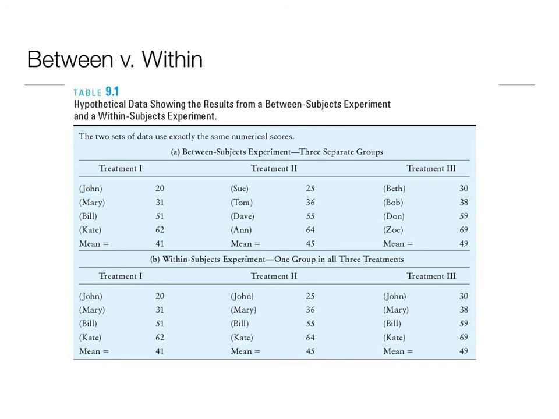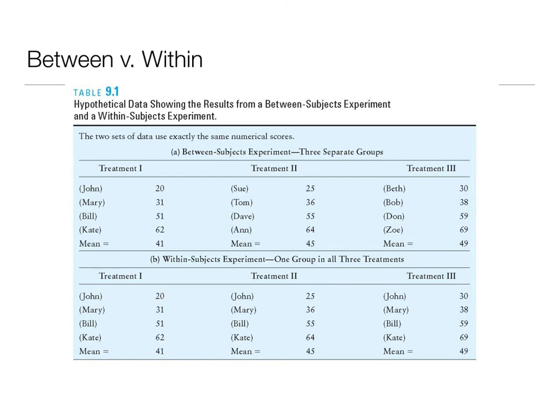So this first group of data across the top for treatment 1, treatment 2, and treatment 3 is a between subjects design. So we have 3 separate groups. We have John, Mary, Bill, and Kate in the first group. We have Sue, Tom, Dave, and Ann in the second group. And in the third group, we have Beth, Bob, Don, and Zoe. So we have a different number of subjects, right? So we have 12 subjects in this between group design, right?